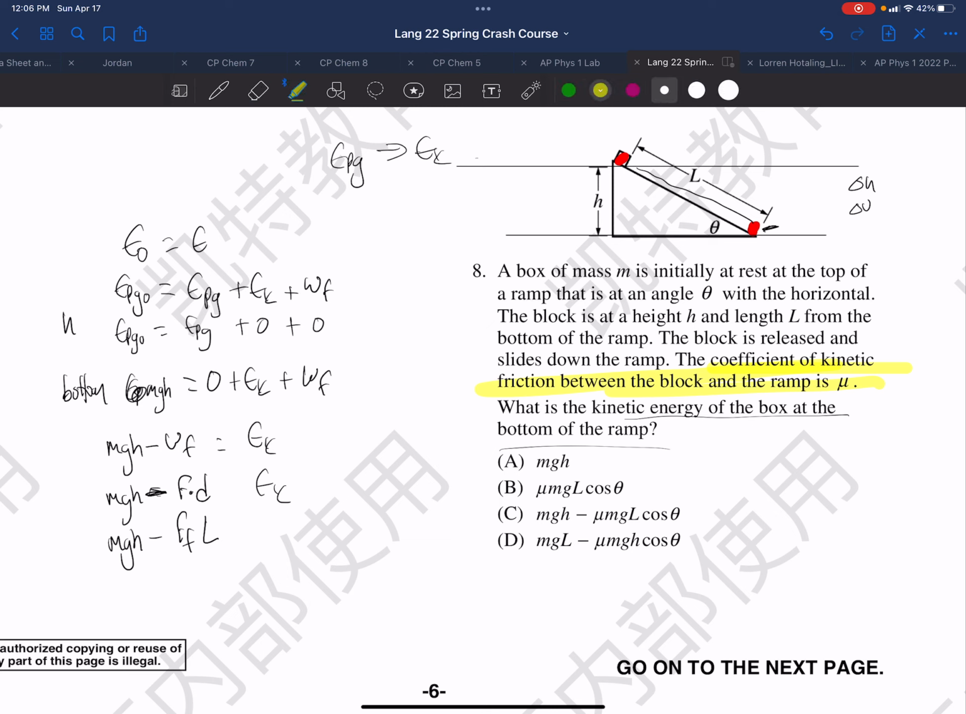So we know for sure, since some is lost, it can't possibly be that. We're not looking at two terms here, so that doesn't look right. And now here we have mgh, which is the gravitational potential energy, minus some term, and we have the L in there. And this last term is mgL. Well, potential energy isn't mgL, it's mgh, so that one's out. And that leaves us with choice C.